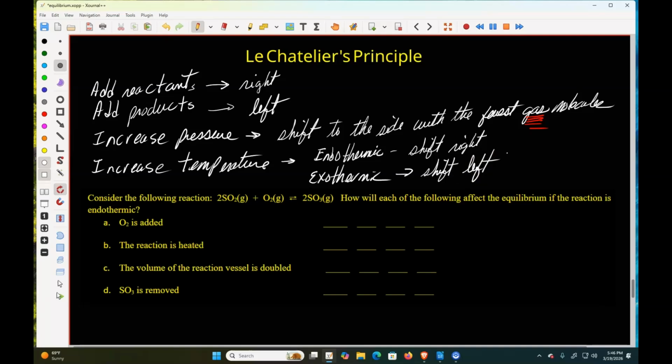Important note now, catalysts do not shift or change equilibrium. They just get you there faster. All right, so we're looking at this question at the bottom. It says here that it is endothermic. So if it's endothermic here, what I normally do if I see that, on the left side, I just put plus heat here. Put plus heat on that left side.